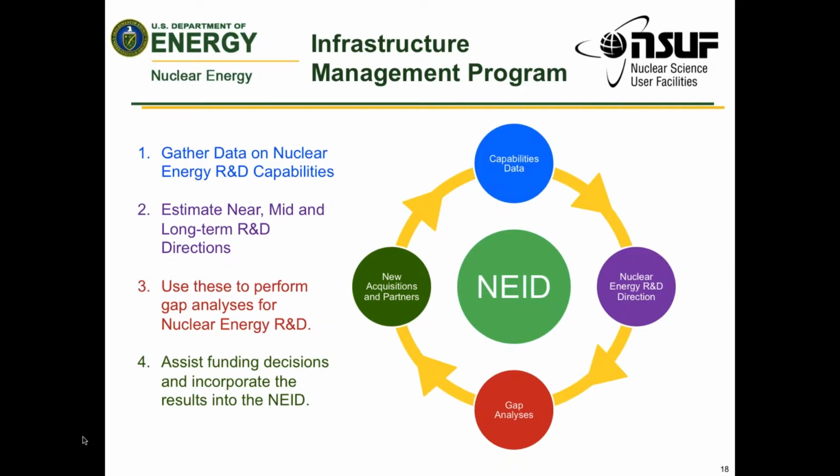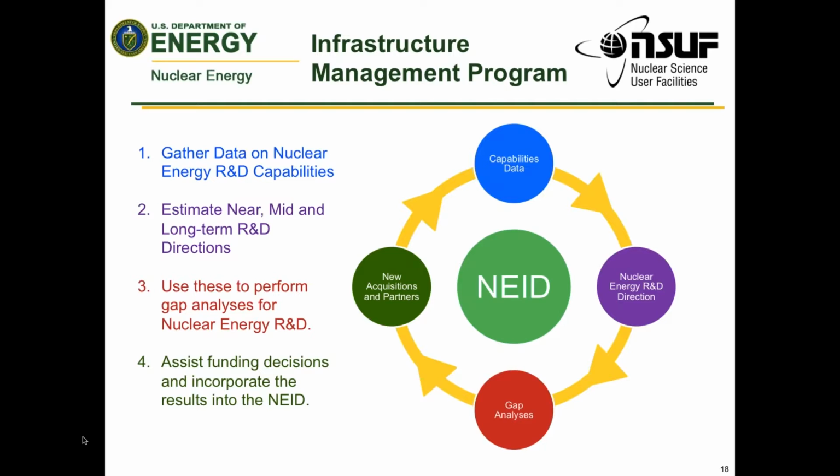So what do we want to use this for? And how are we going about maintaining this? First off, the biggest job was to gather the data on the nuclear energy R&D capabilities. Again, this is going back to reports, calling up institutions, facilities, finding out all of the capabilities, instrumentation, et cetera, that is out there and available to the Office of Nuclear Energy.